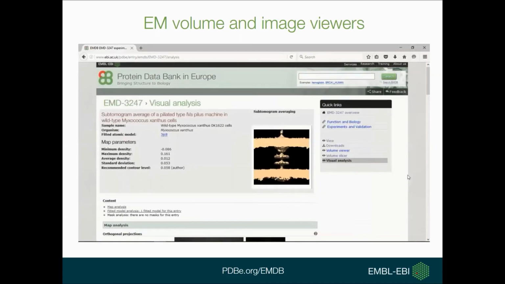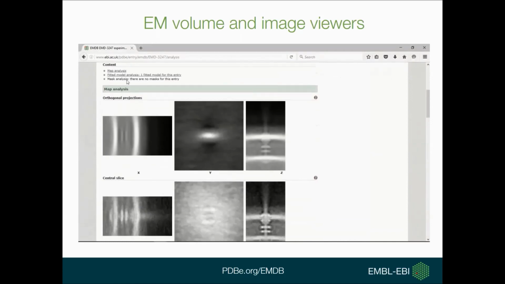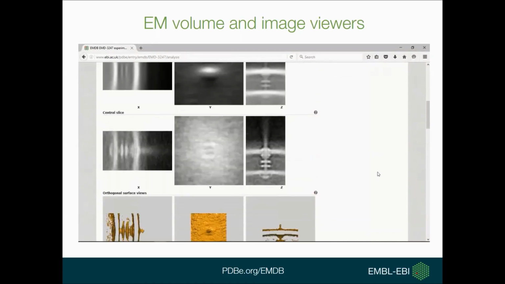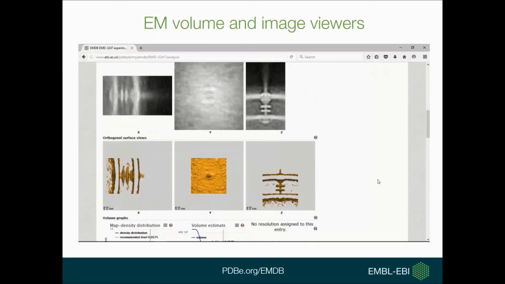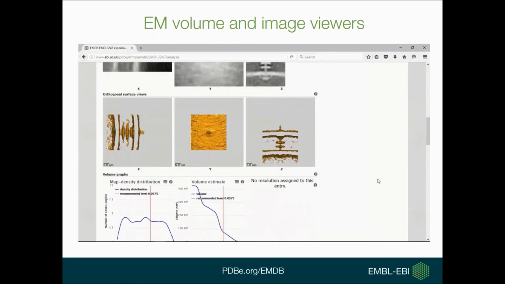We also have a visual analysis section. This includes orthogonal projections, that's projections through the map. There's also a central slice section which gives you images from 3 views through the center slice, and orthogonal surface views which shows you 3 different views of the surface.